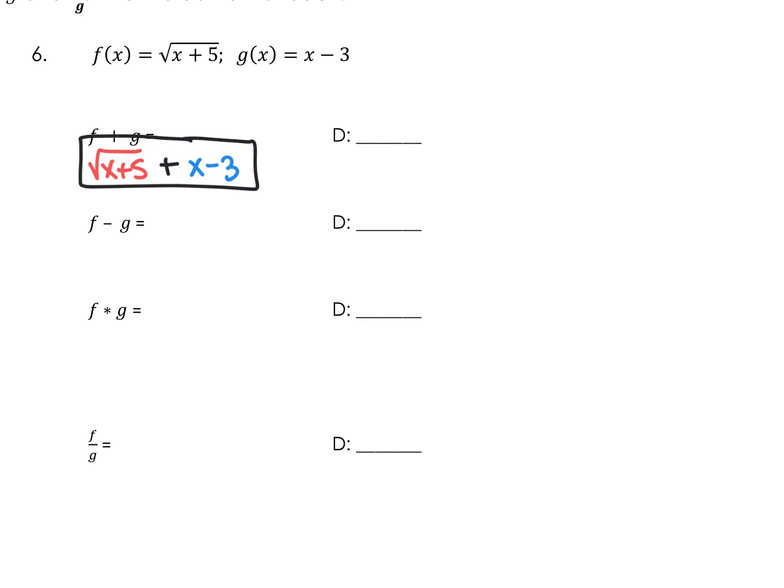Now for the domain, we need to look for square roots, denominators, or square roots in the denominator. Here we have a square root. So remember, with the square root, we cannot have negatives under the square root, so we're going to take x plus 5 and set it greater than or equal to 0, because it needs to be positive or 0. Subtract 5 from both sides, and we get x is greater than or equal to negative 5. So that will be our domain.